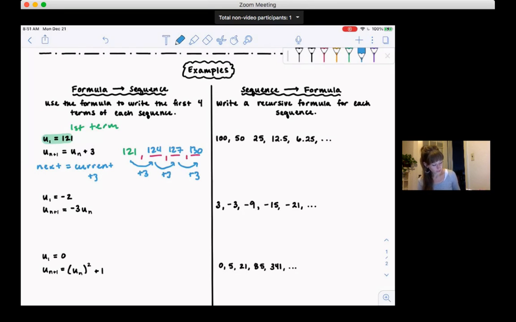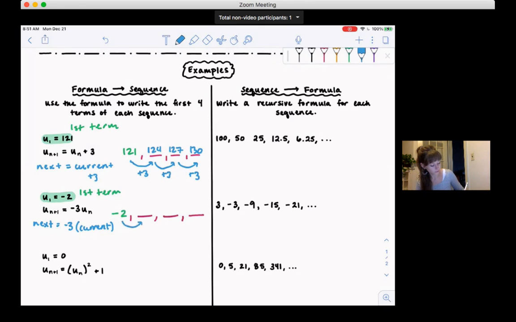All right, let's look at another one. So again, u sub 1 equals -2. This is telling us that our first term is -2. So our sequence starts at -2, and then we want to know what are the next 3 terms in the sequence. And to figure that out, we're going to look at our rule. So u sub n plus 1, that's the next term, equals -3 times the current term, u sub n. So this is saying to get the next term, we multiply by -3.